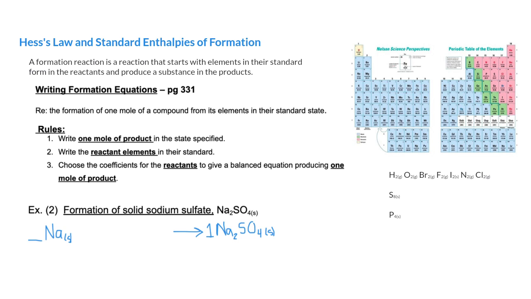And then my next element to make this compound is sulfur. So just watch for these ones right here, this list right here. I have to watch out for the diatomics, S8, P4. So I am going to use the standard form of sulfur, which is S8.